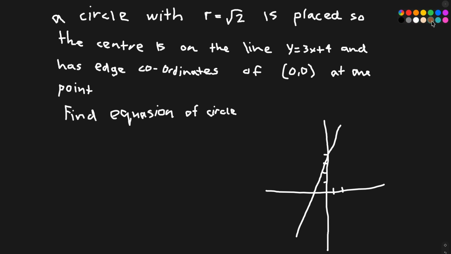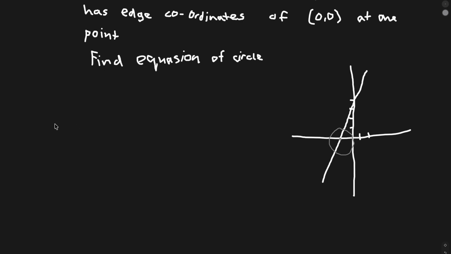So basically what it's saying is the circle will have, let's go grey, a radius of root 2, and it'll sit somewhere like that. Somewhere like that, so that the center of the circle is somewhere on this line. That's a pretty bad drawing. Center of the circle is somewhere on this line, and the other point is going to be here.